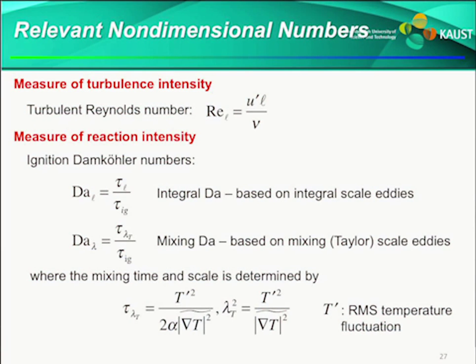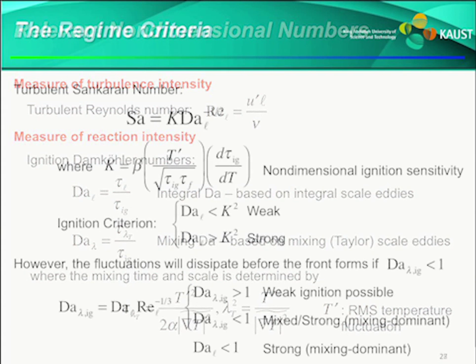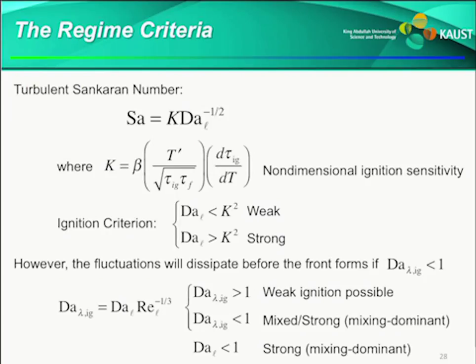So mixing time can be properly determined based on Taylor time, length scale and time scale. The details are in the paper, so I don't mean to bore you with all this scaling discussion. Fast forward, what I found out was the modified turbulent Sankaran number, which has this Damköhler number dependence, and a K factor, which has exactly the ignition temperature sensitivity right there. Again, TF comes in here because of the translation from ignition to flame time scale.